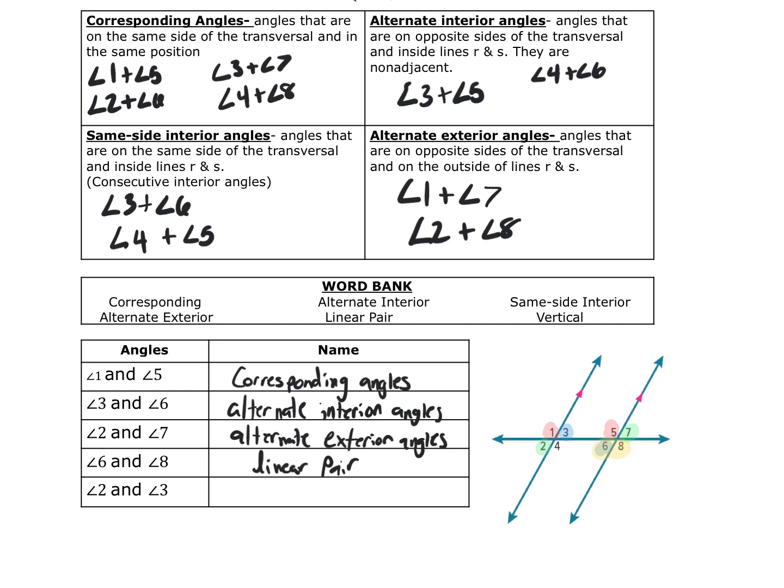And then angle 2 and 3. Notice how they are like across from each other. Angle 2, oh, wrong button there, sorry. Angle 2 and angle 3. Those are across from each other. They share a vertex and no other sides in common. So those are vertical angles.